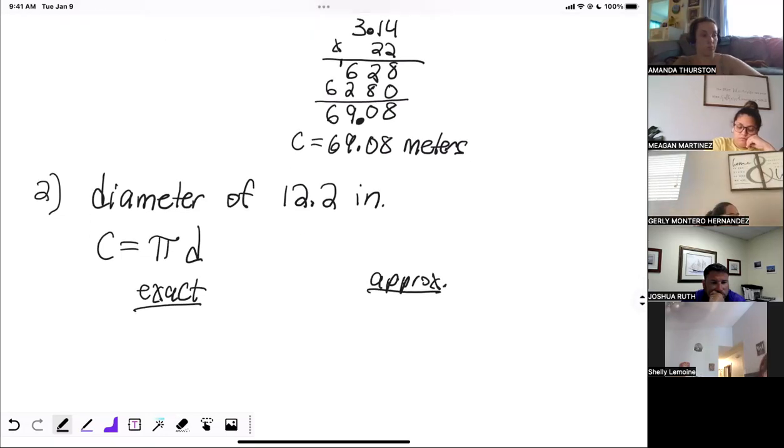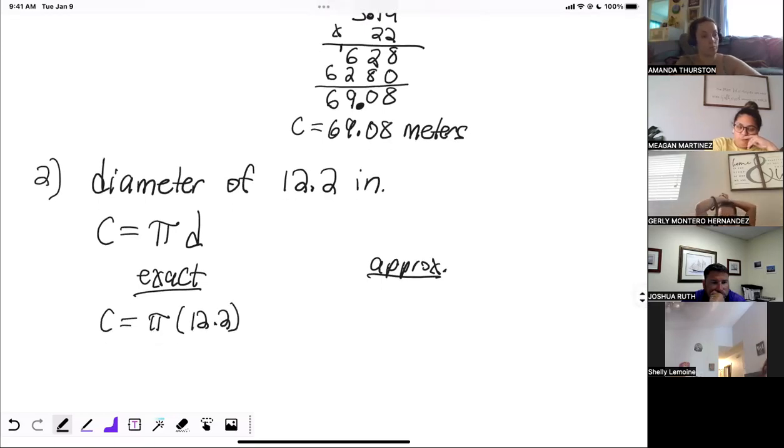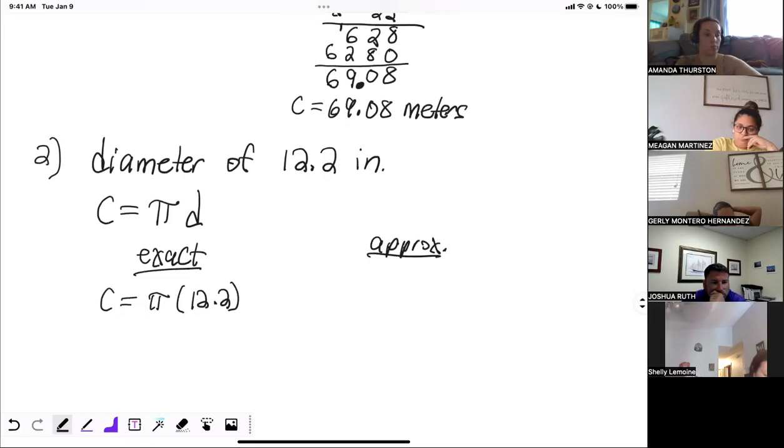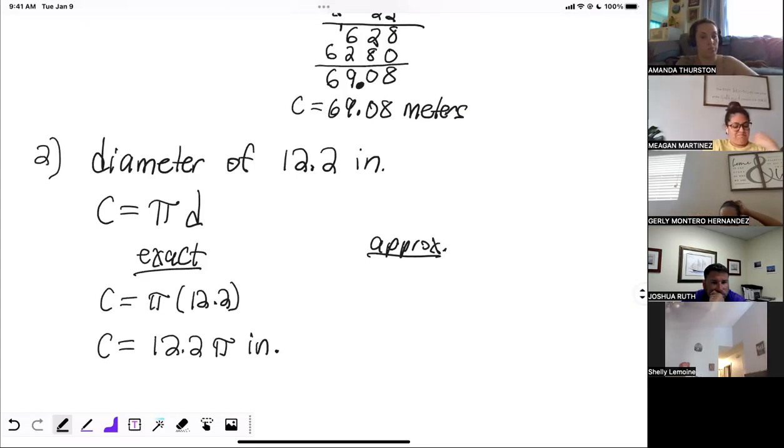Exact. So circumference is equal to pi times 12.2. Now, pi always goes after your number. So when I write my answer, it's going to be 12.2 pi inches. Since you're measuring the outside of the circle, you're not doing area or multiplying different dimensions. You're just doing the perimeter, so it's just the exact same unit. It's not a square or anything like that.